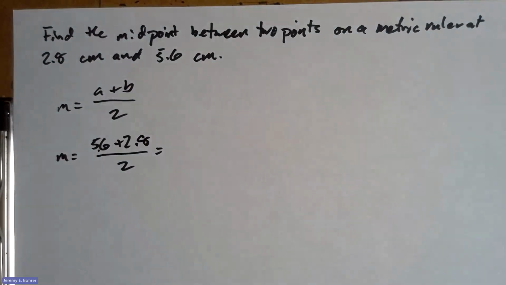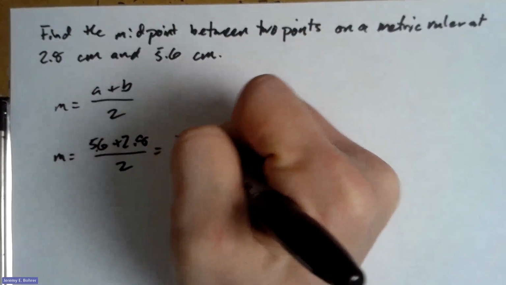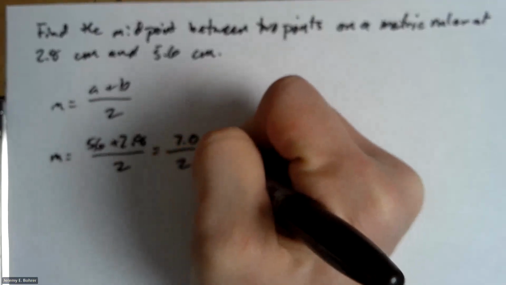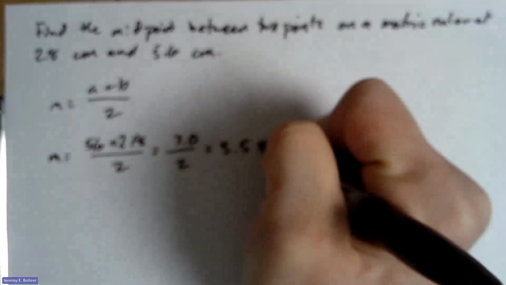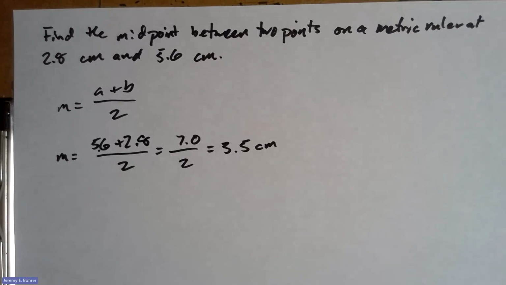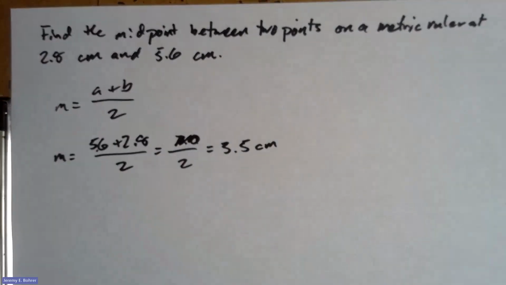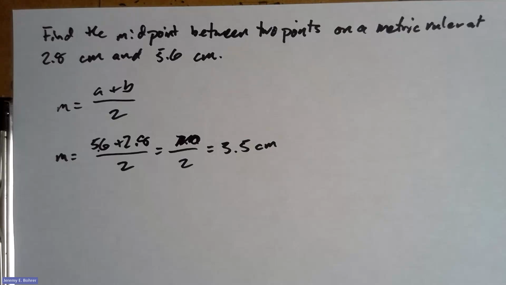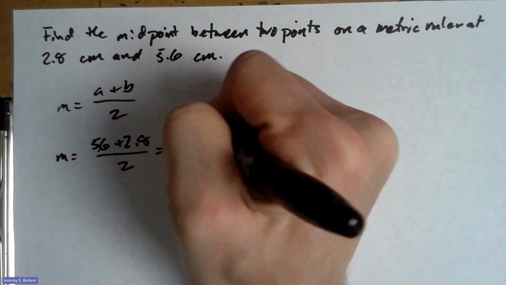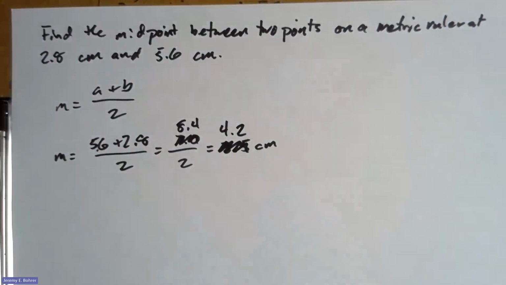5.6 plus 2.8, that's 7.0, which is 3.5 centimeters. That's not quite right. I'm sorry, I did that wrong. 5.6 plus 2.8 is in fact 8.4. So not 3.5, but 4.2 centimeters.